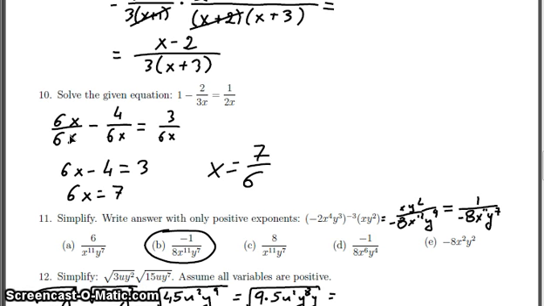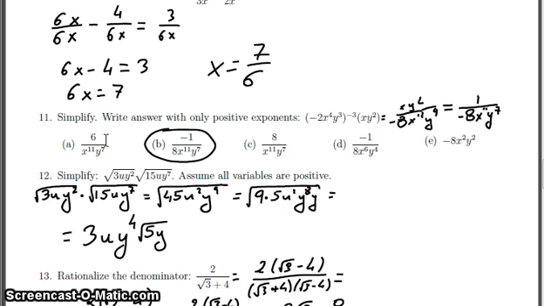Now, since the denominators are the same, it means that the numerators have to be the same on the left hand side and on the right hand side. So I have 6x minus the other numerator, 4, is equal to 3, this one on the right hand side. And you just solve this equation for x, you get 7 over 6.